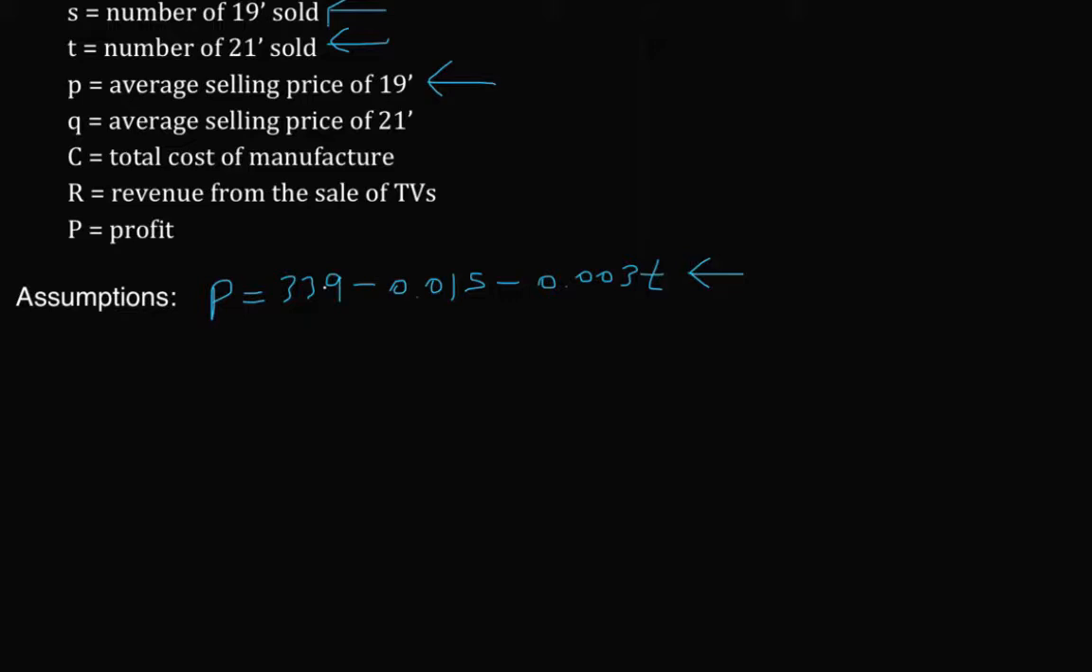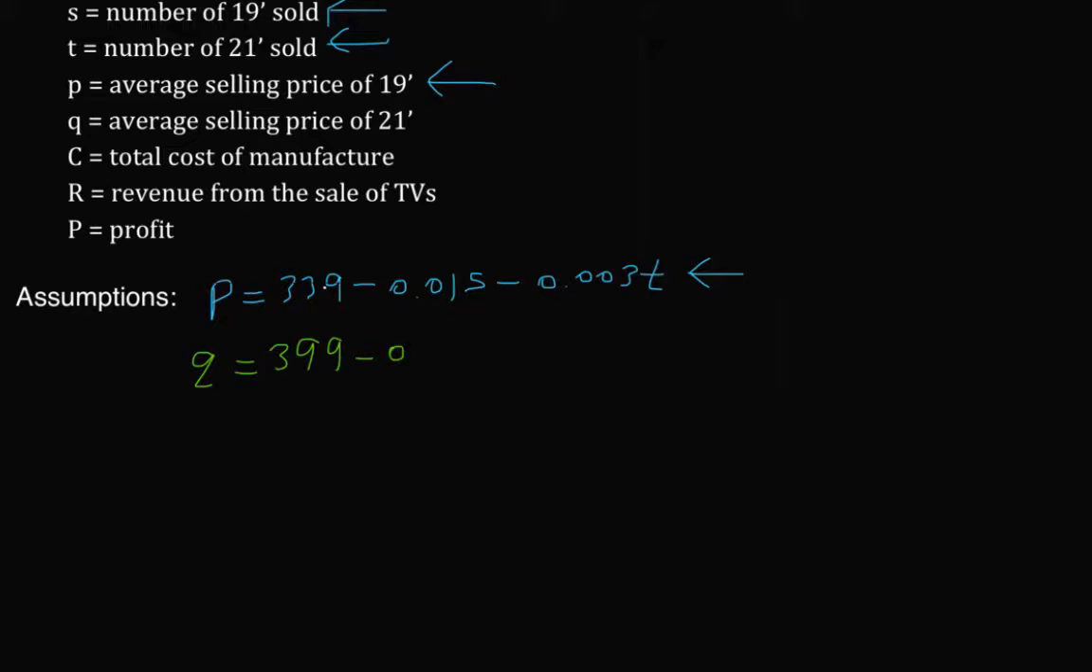Right. Then go to the second one, Q. I will write down an equation for the Q. Q equals the average selling price of 21 inches. So what is the MSRP? That is 399. We know that 399. But again, same thing: the average price of 21 reduces an additional 0.4 cents for each 19 sold.